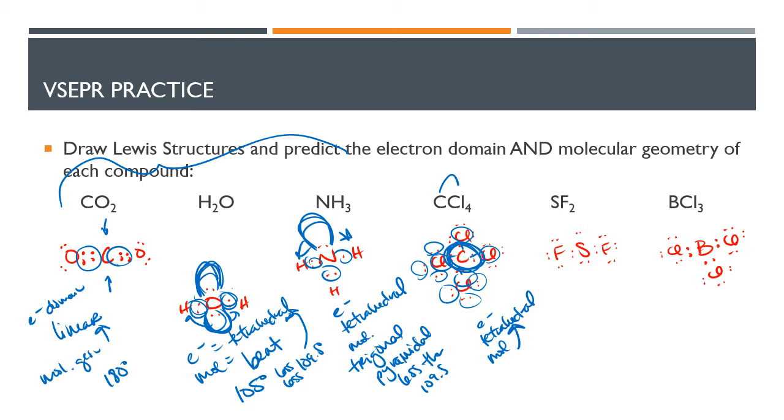SF2, looking at sulfur difluoride. So I've got 1, 2, 3, 4. That means electron domain is tetrahedral. And then I've got 2 non-bonding groups and 2 bonding groups, and so our shape will be bent, a lot like water, less than 109.5.